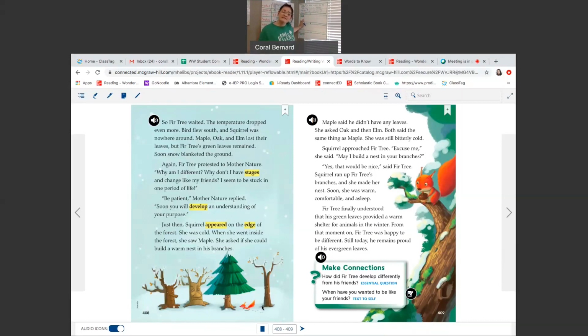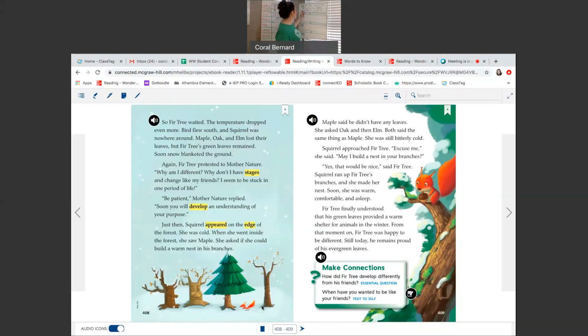He said, why am I different? Why don't I have stages and change like my friends? I'm stuck in one period of life. All of them have lost their leaves, and I still have mine. Why am I so different? And I think that our clue can be that Fir Tree wonders why he doesn't have stages. But what does Mother Nature tell him? She says again, be patient.